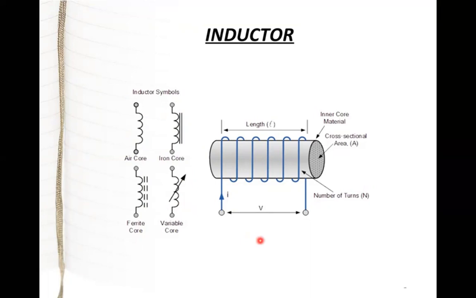Okay. This is how the current flows. This is a wound coil, with a number of turns, like 1, 2, 3, 4, 5, 6, and so on. This is the length of the coil. This is the inner coil. This is the cross-sectional area, and this is the number of turns. Voltage is measured between these 2 points, and current is how it passes through. So this is basically the symbol of an inductor.